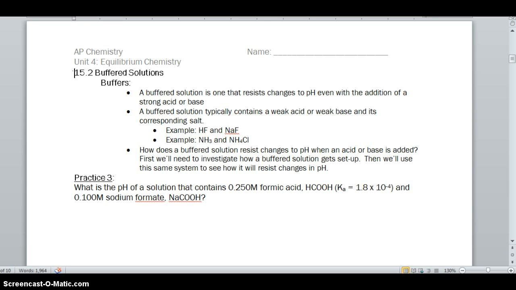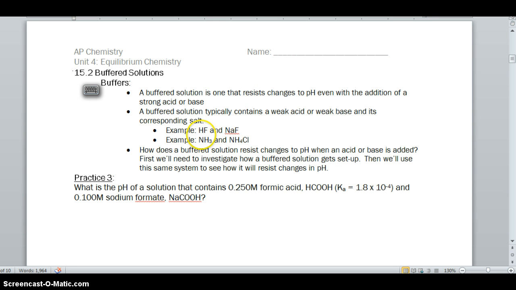So again, if you've not already gone through and read, please do that. So a buffer in general contains a weak acid or a weak base and its conjugate, which sounds pretty simple, and it is. So you've got to know your weak acids, or basically know your strong acids, and then everything else is a weak acid. And then when you're looking for the weak base, the conjugate acid or the conjugate base, know that they're going to give it to you probably in a salt.